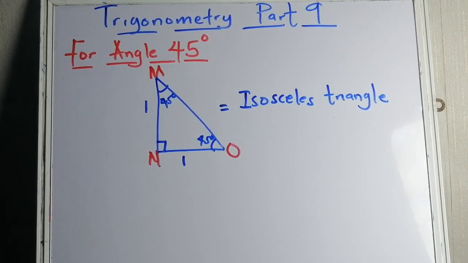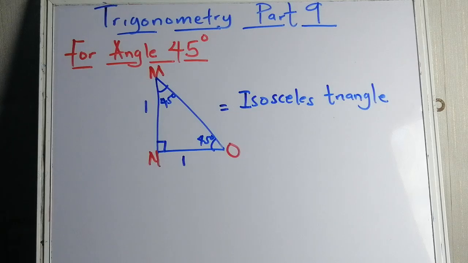Okay, for parts 7 and 8, we've talked about angle 60 and angle 30, and the condition behind that, which is the equilateral triangle. But for angle 45, we'll be using the isosceles triangle. It's an objective question: which one of the following describes an isosceles triangle?